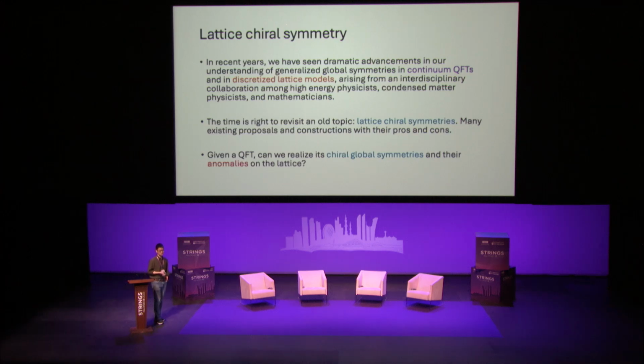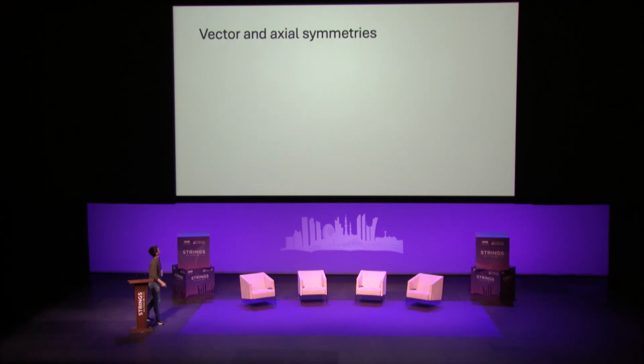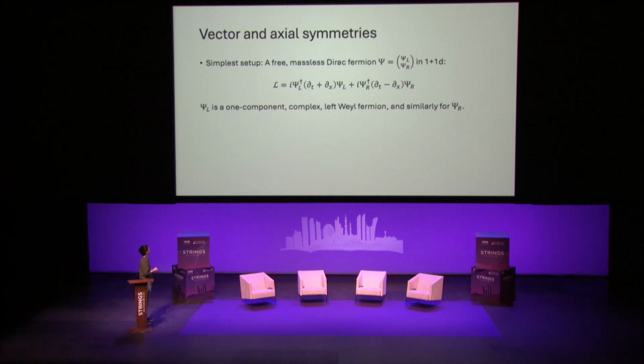To approach such a question, the simplest setup you can possibly imagine is a free massless Dirac fermion in 1+1 dimensions. So a Dirac fermion in 1+1D has two complex components, psi left and psi right. Psi left is a one-component, complex, left-moving Weyl fermion, similarly for psi right. This is the Lagrangian. I believe everyone in the audience has seen this Lagrangian before. We use it all the time on the string worksheet, etc. There's no hidden component. Psi left is one component, same is true for psi right.